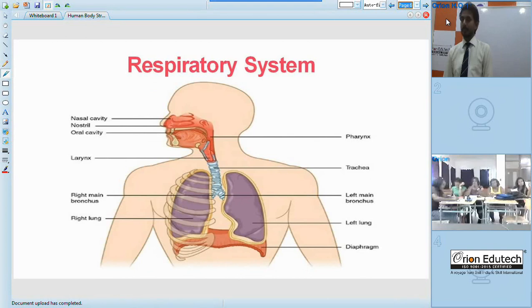The first system of the human body is the respiratory system. In the respiratory system, there are a few parts which are involved, like nasal cavity, nostrils, oral cavity, larynx, pharynx, trachea, right main bronchus, right lung, left main bronchus, left lung, and diaphragm. These are the major parts which are involved in the functioning of the respiratory system of the human body.